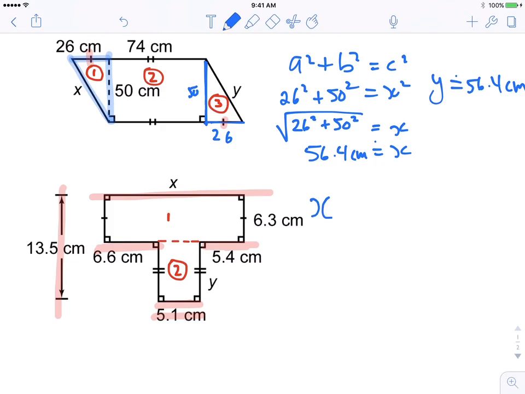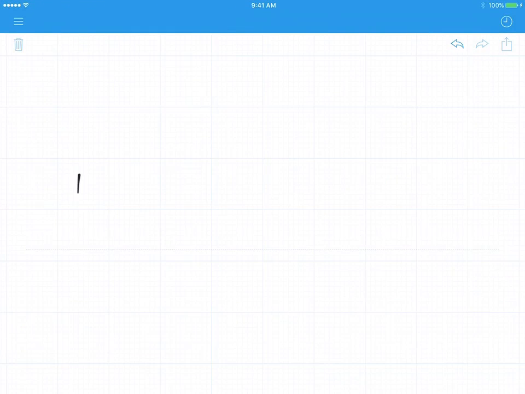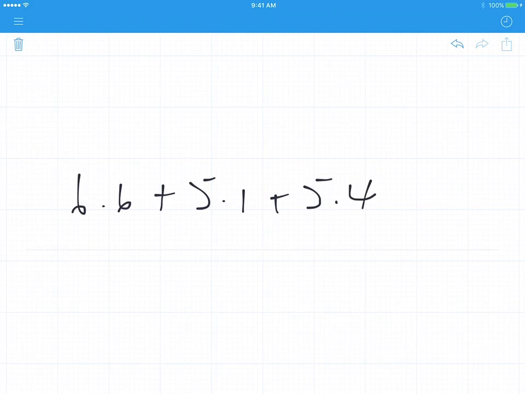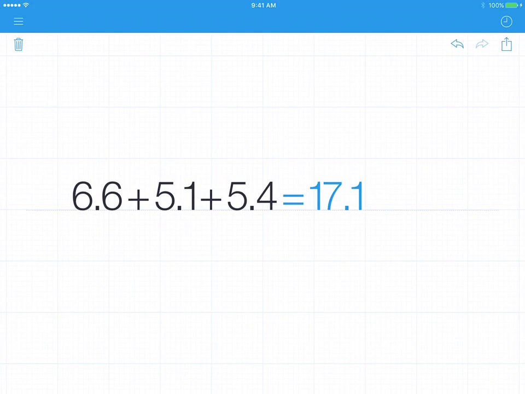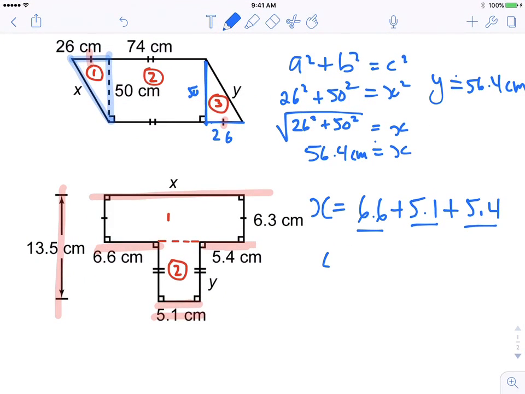So I'm going to say here x is equal to 6.6 plus 5.1 plus 5.4. Those three, 6.6, 5.1, and 5.4 added together should be our answer. 17.1 centimeters. So x equals 17.1 centimeters.